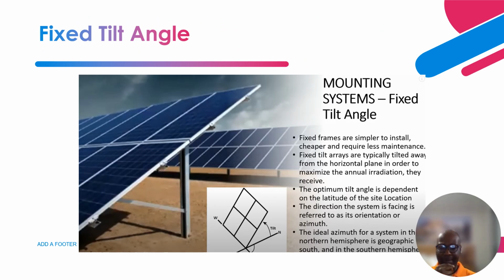Okay, so remember I did mention that there are two types of mounting, and you have the fixed tilt angle. Basically that allows you to rotate it in one direction. They are very simple, very cheap, and require less maintenance. You have to determine the optimum tilt angle, and that will be based on data gathered from the meteorological data. And there's the other type, the sun tracking angles.